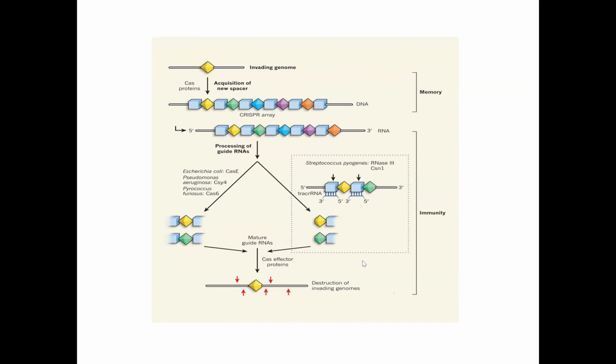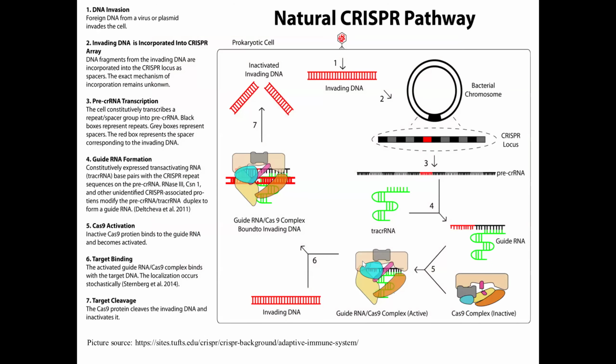So this is how CRISPR works. Now, this is another way of putting it. You can see that the invading DNA is there. This is the phage DNA. A small region is cut from that and integrated into the CRISPR locus. You can see the newly integrated one, which is shown in red color, right? And then that undergoes transcription to form the pre-CRISPR RNA.